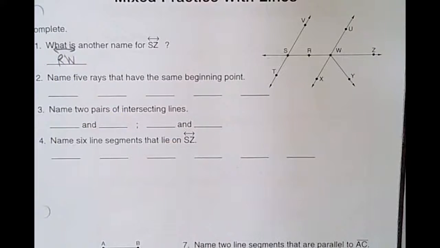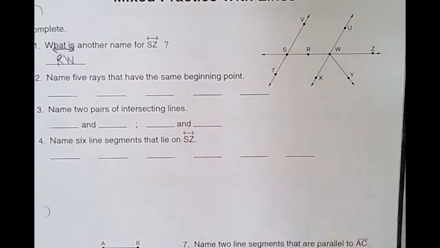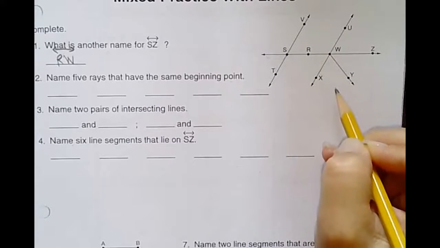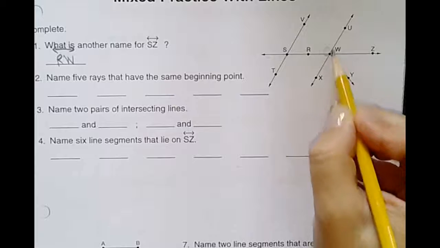5 rays that have the same beginning point. 1, 2, okay, well, you know what? I'm going to go with starting here at W. All of my rays are going to start at W since they want the same initial point.